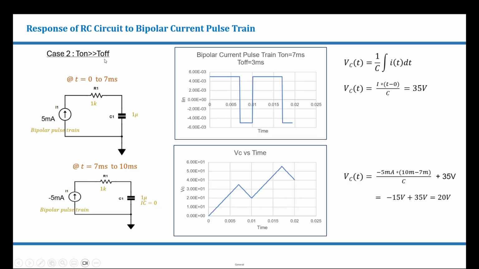Consider the case where T on is much greater than T off. T on here is 7 milliseconds. This is the input current that we are feeding to this RC circuit and the voltage across the capacitor at 7 milliseconds is calculated to be 35 volts. Now between 7 milliseconds and 10 milliseconds, the input current is minus 5 milliampere and the voltage across the capacitor is calculated to be 20 volts at 10 milliseconds. Here we can see that the capacitor's voltage has not completely fallen to 0 because the time period is only 3 milliseconds when the input current is minus 5 milliampere. If the on time was equal to off time, it would have fallen completely down to 0.